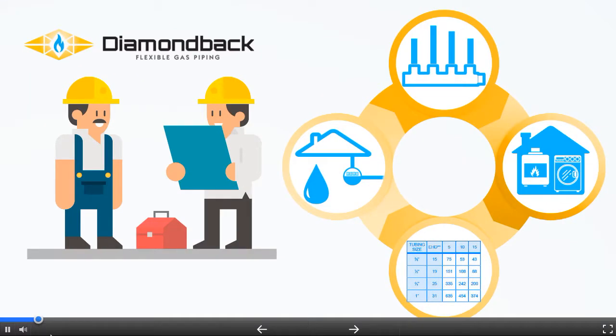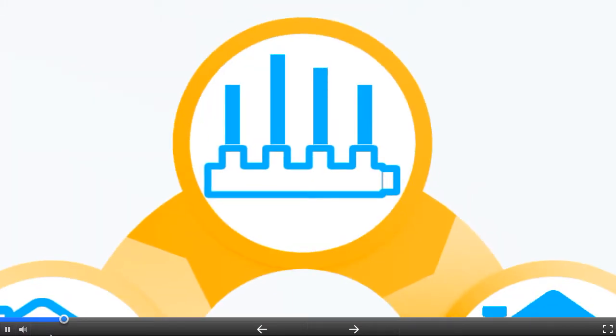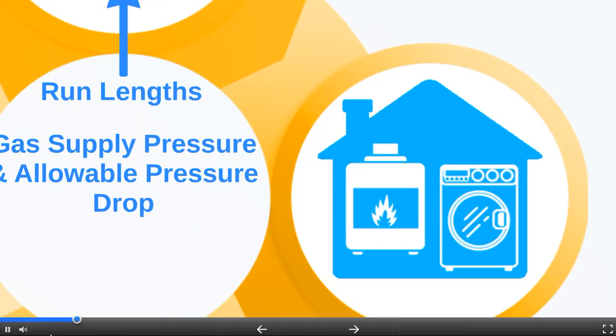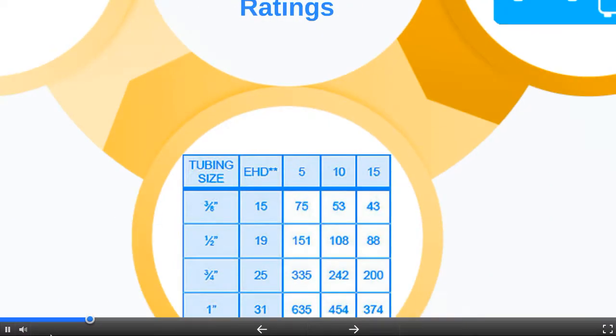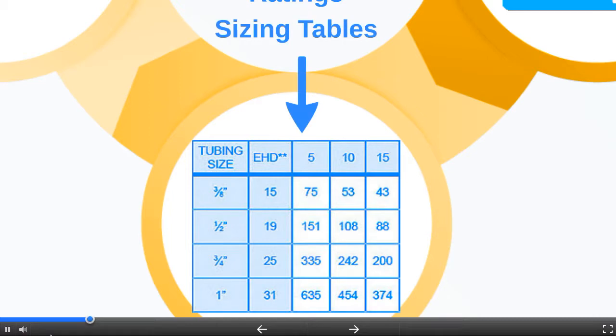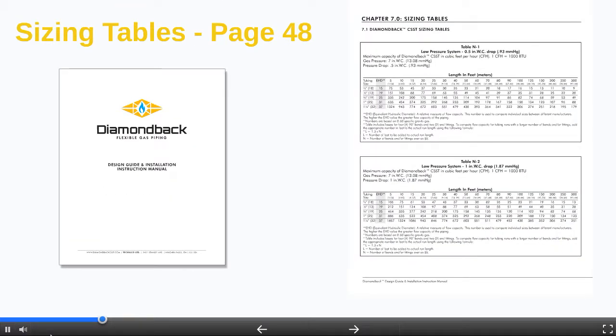When planning your installation of Diamondback CSST, 4 pieces of information are required to correctly size any fuel gas piping system. First, the gas supply pressure and allowable pressure drop. Second, the length of each line in the fuel gas piping system. Third, the BTU per hour input rating of each appliance in the system. And fourth, the sizing table that matches the gas supply pressure and allowable pressure drop. The Diamondback sizing tables start on page 44.